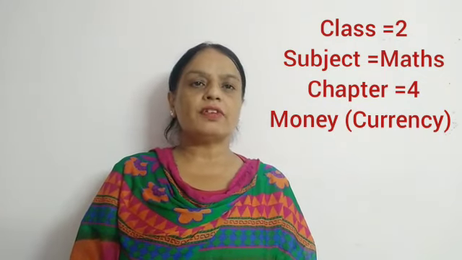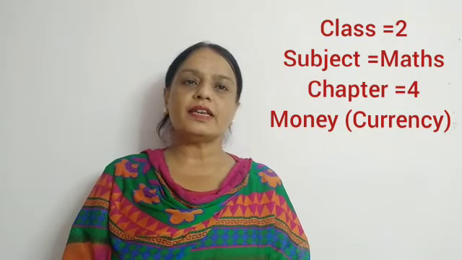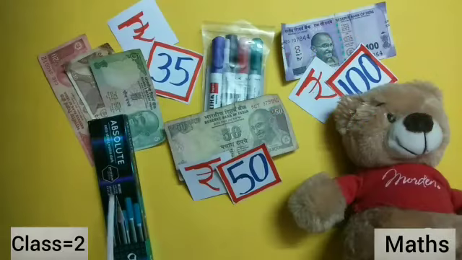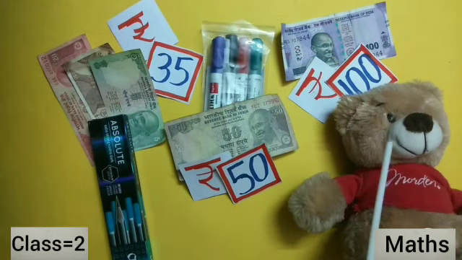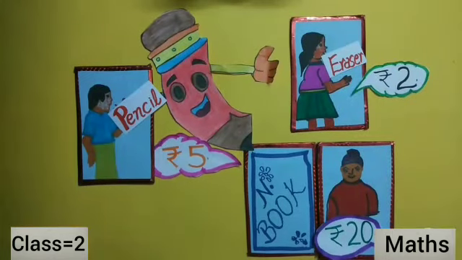Children, today we will learn about various notes and coins prevalent in our country. Dear children, I bought a pencil box for rupees 35, a sketch pen for rupees 50 and a small teddy bear for rupees 100. Similarly, Kiran bought a pencil for rupees 5. Geeta bought an eraser for rupees 2 and Amanjot bought a notebook for rupees 20.